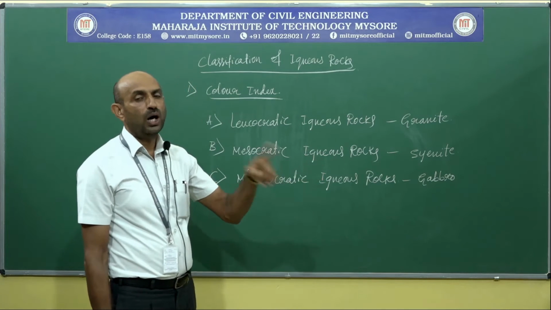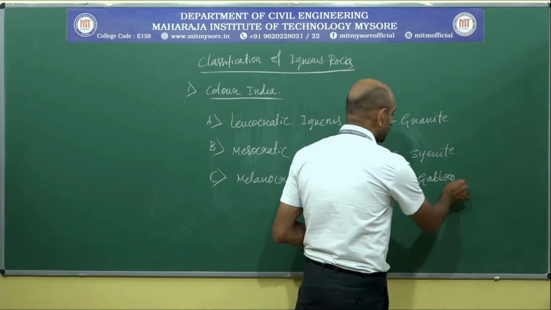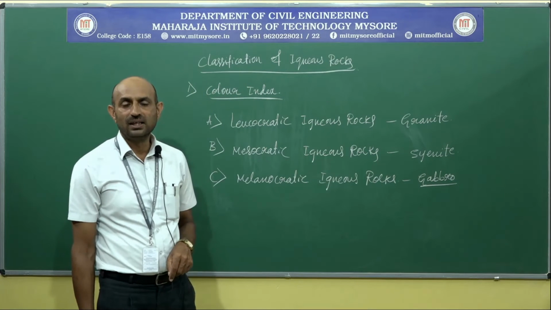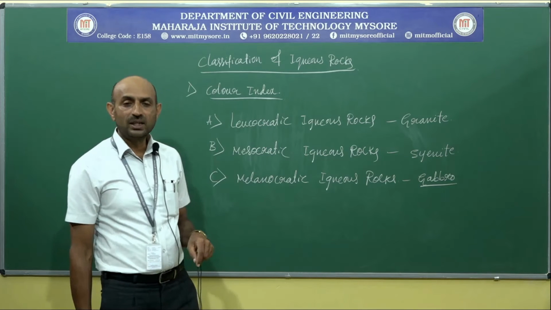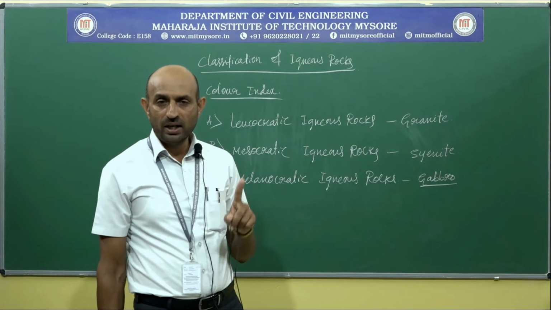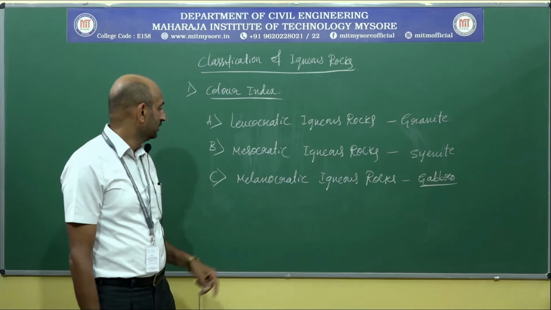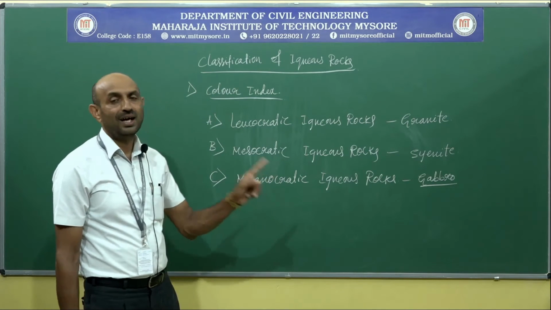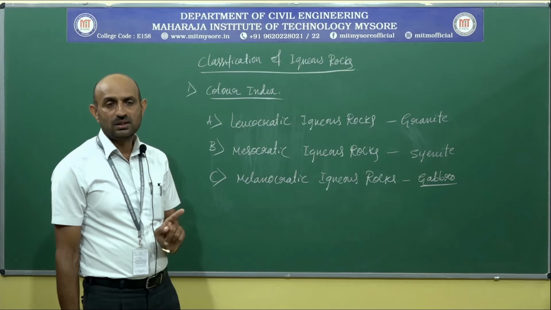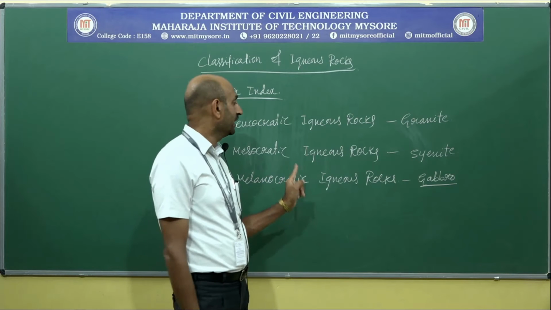Why does gabbro appear in dark color? The essential minerals of this rock are plagioclase and augite. Augite is a pyroxene group mineral which is rich in magnesium and iron. Due to the presence of that magnesium and iron, this rock appears in dark color. That's why rocks which appear in dark color are called Melanocratic igneous rocks.